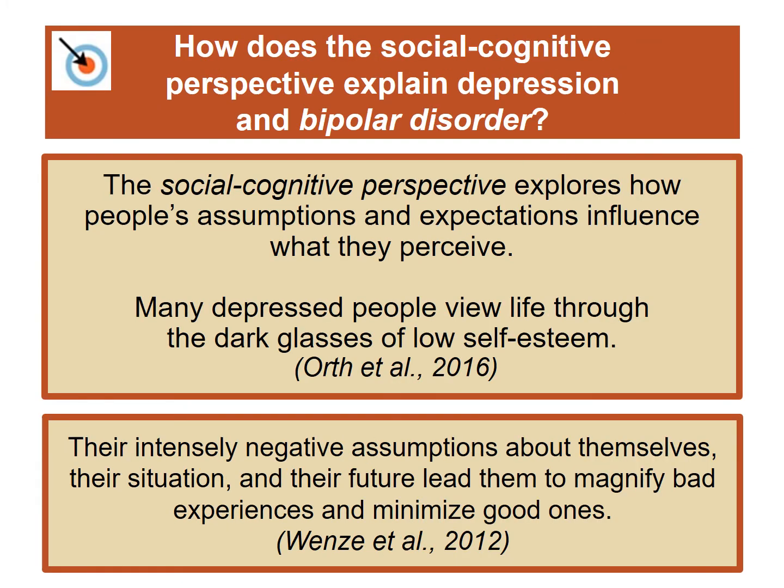How does the social cognitive perspective explain depression and bipolar disorder? The social cognitive perspective explores how people's assumptions and expectations influence what they perceive. Many depressed people view life through the dark glasses of low self-esteem. Their intensely negative assumptions about themselves, their situation, and their future lead them to magnify bad experiences and minimize good ones.